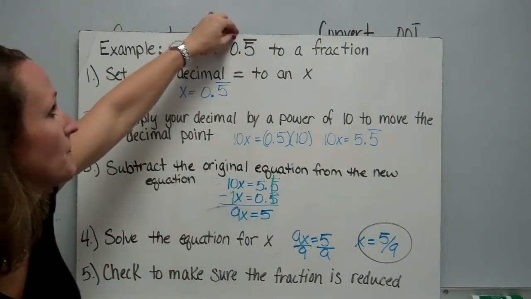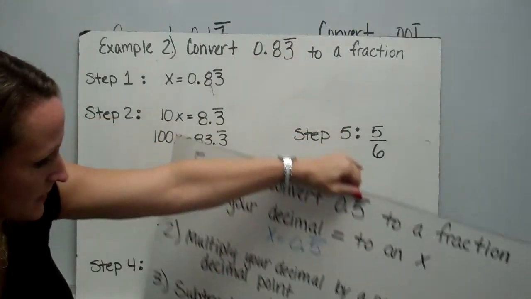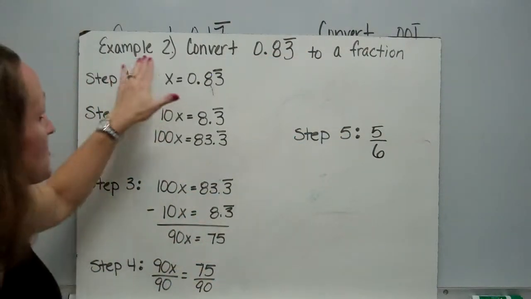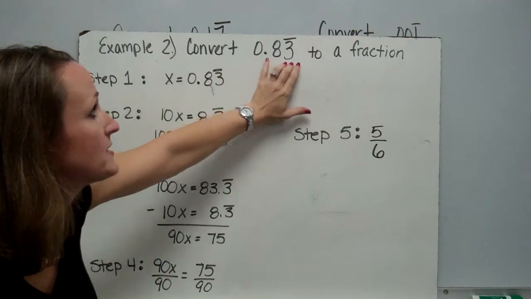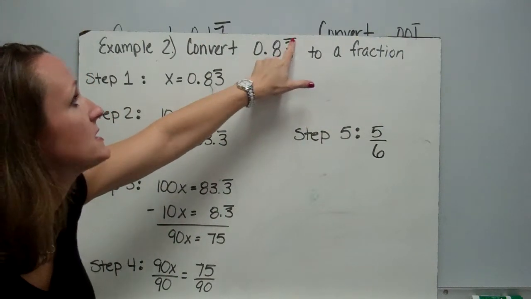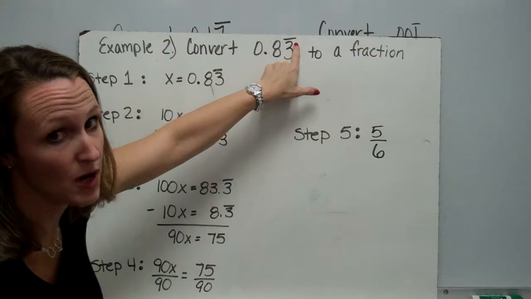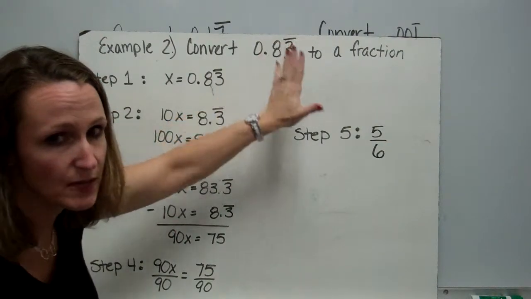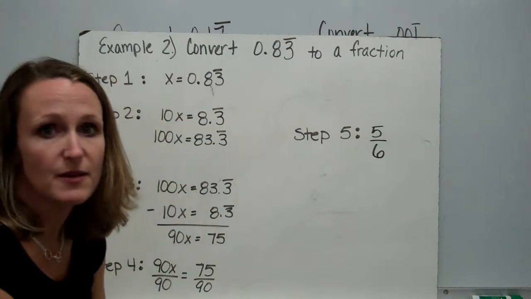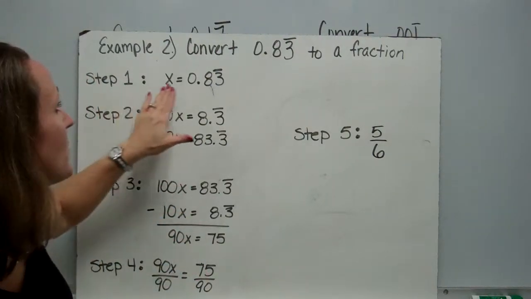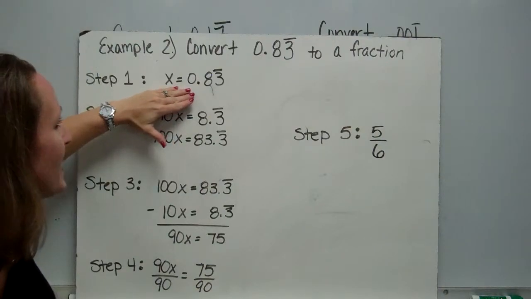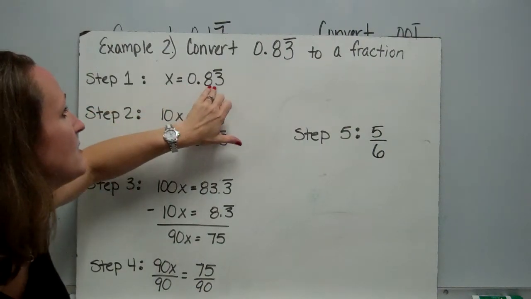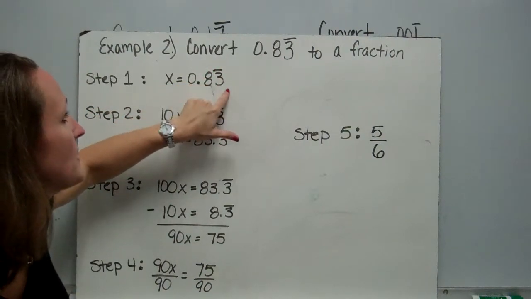So let's look at some more. This time we're going to convert 0.83 to a fraction, but notice my bar notation: this bar is only above the 3, so it gets a little more difficult this time. Step 1, set it equal to x. So x is equal to 0.83 with the 3 repeating.